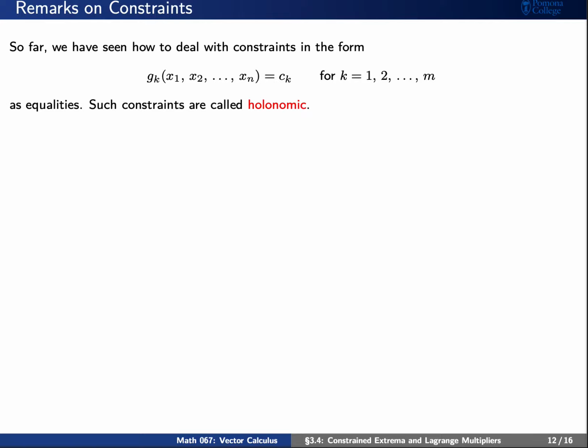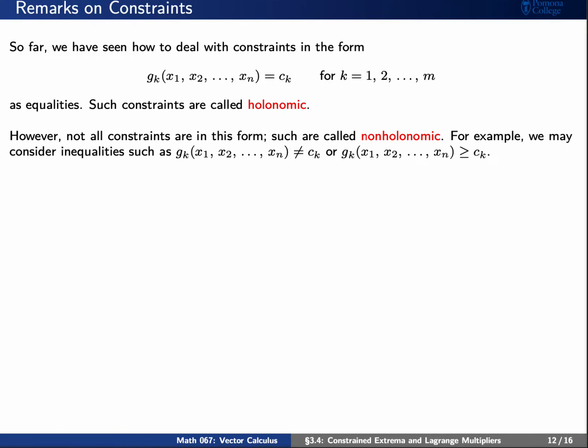Here are just a couple of remarks that we're not really going to touch on in this class, but you might see this in a different course. So far, we've only discussed constraints that look like some function g sub k must be equal to some constant c sub k. Such constraints are called holonomic. However, not all constraints are in this form. For example, we might say that we want g sub k to not equal a constant c sub k. Or we might even have an inequality that says something like g sub k should be greater than or equal to c sub k.